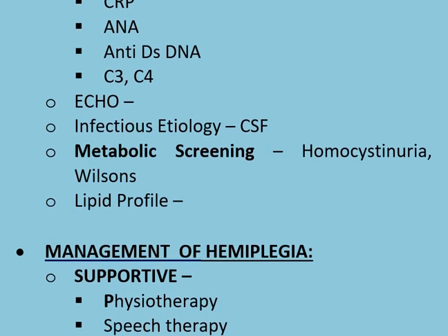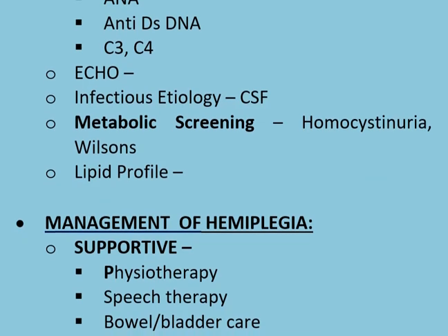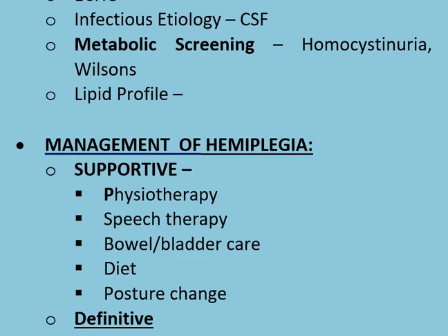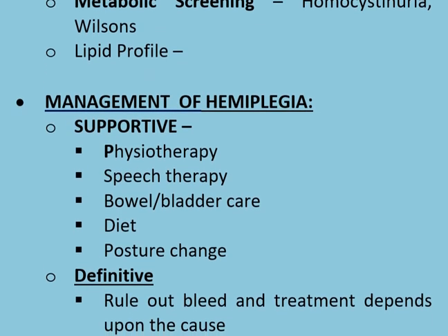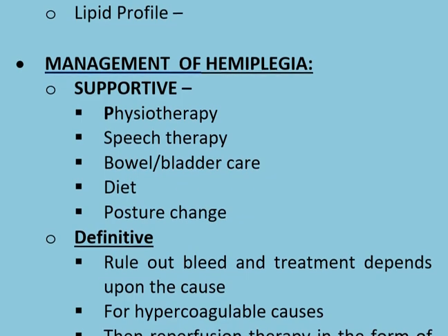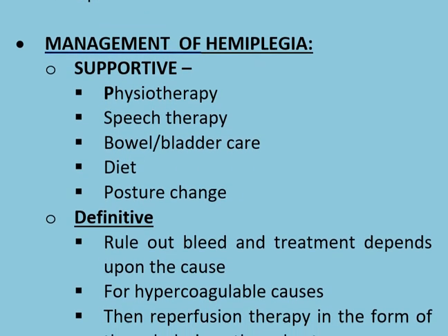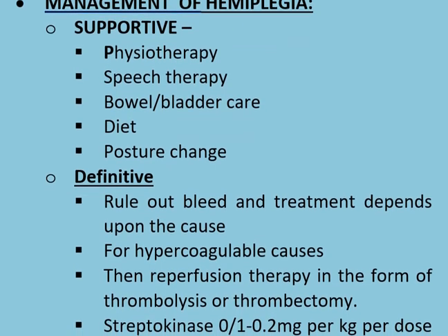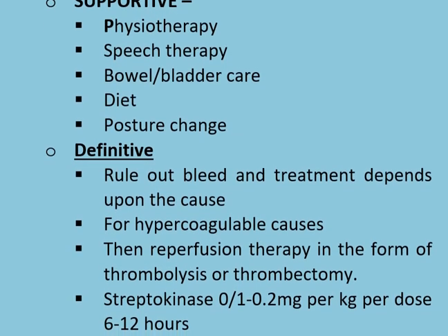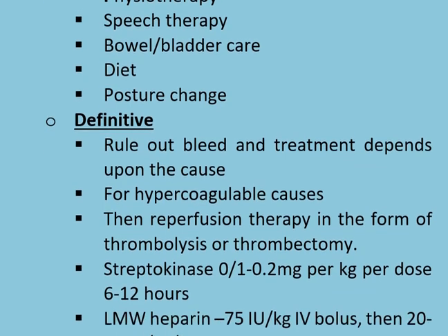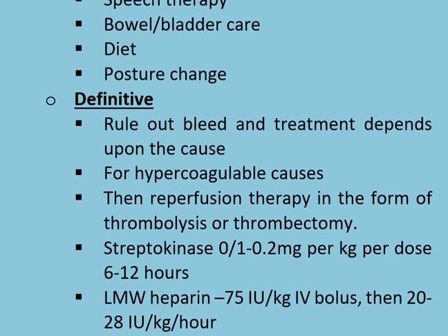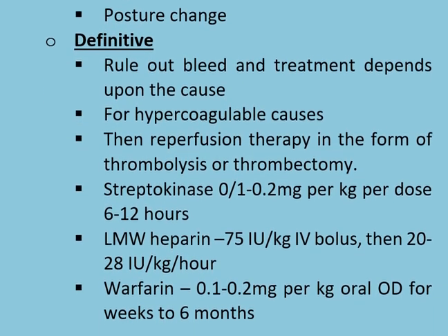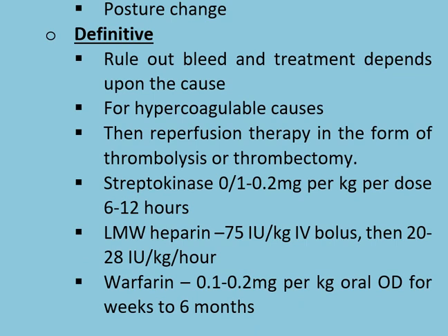So the management of hemiplegia is mainly supportive and it includes physiotherapy, speech therapy, care of the bowel and bladder, diet and posture change. Definitive treatment for the ischemic stroke is to rule out bleed and then treatment depends upon the cause. For hypercoagulable causes, do the reperfusion therapy in the form of thrombolysis or thrombectomy. The options available are streptokinase 0.1 to 0.2 mg per kg per dose, 6 to 12 hours. Low molecular weight heparin is given and then warfarin is given in a dose.